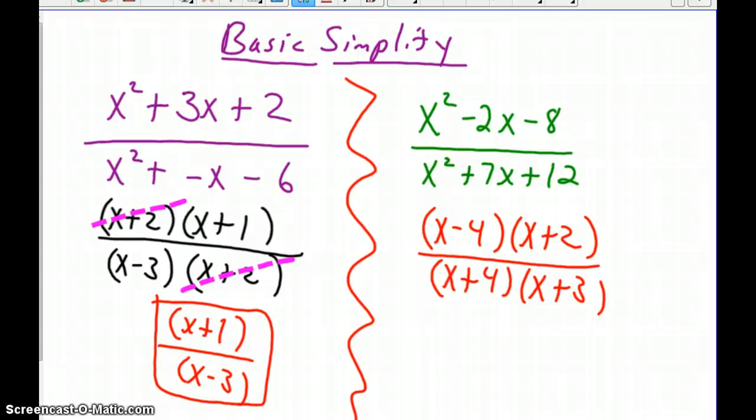Okay, so no? You're sure now? It's no. Okay. All right, you're right. There isn't anything exactly the same. Okay, you sure this x minus 4 is not the same as x plus 4? You're right, it's not, okay?